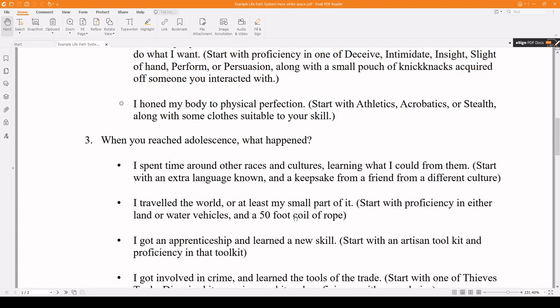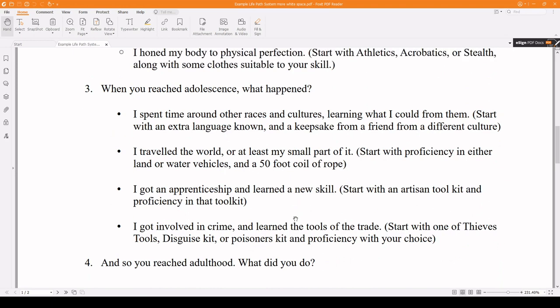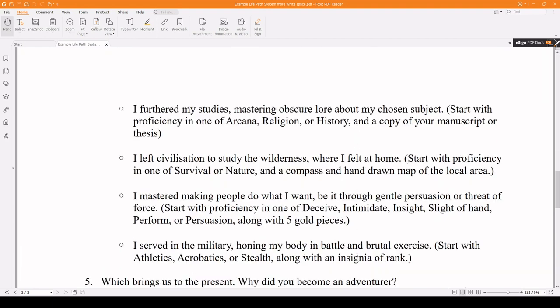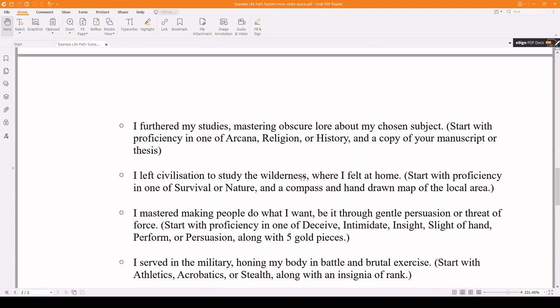And now we get to adolescence. Obviously, we went into crime, and as a grifter, we want a disguise kit and proficiency so we can keep one step ahead of the law. For adulthood, well, I say we switch it up a bit. We met someone and were convinced to turn our life around, and as a result, we started studying. Became a bit of a scholar, so we'll grab history.